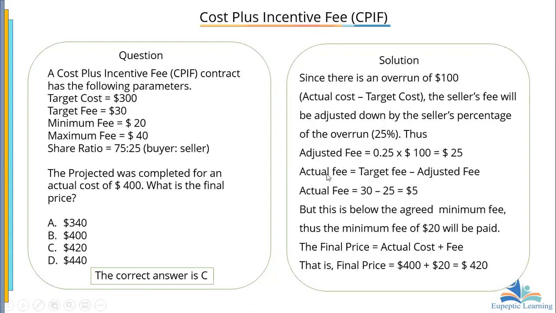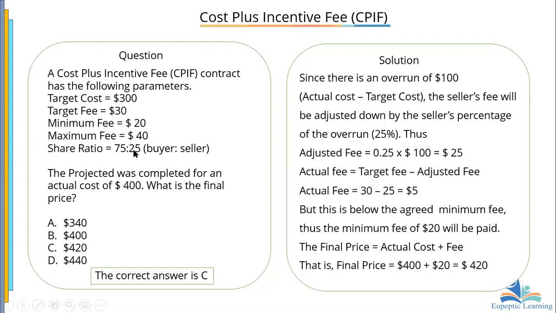Now, what is the actual fee that is supposed to be given to the contractor? It is the target fee minus the adjusted fee. Please notice these metrics. What is the target fee? We have said that we are targeting giving you $30 as profit for this.